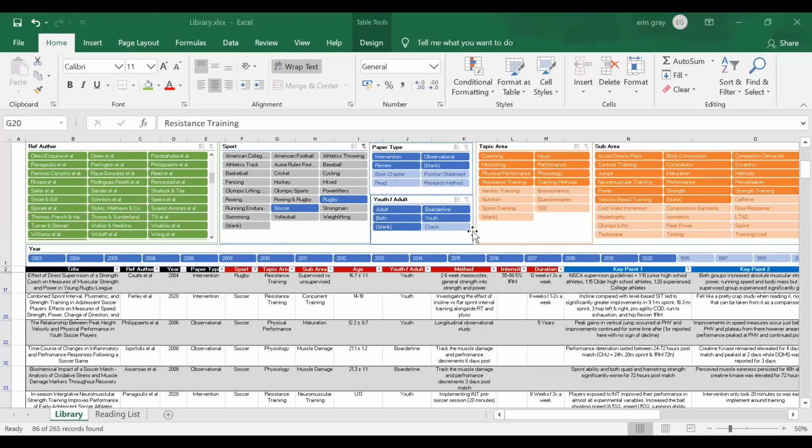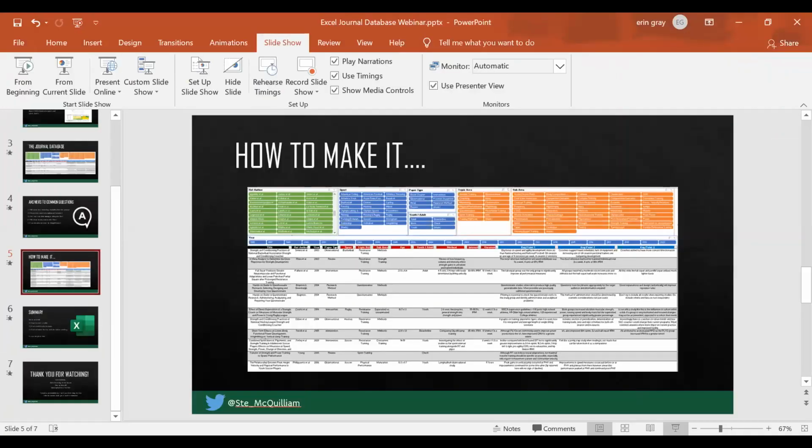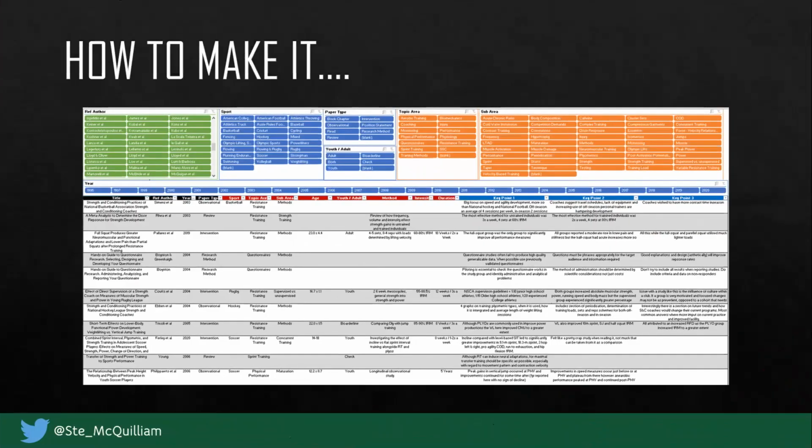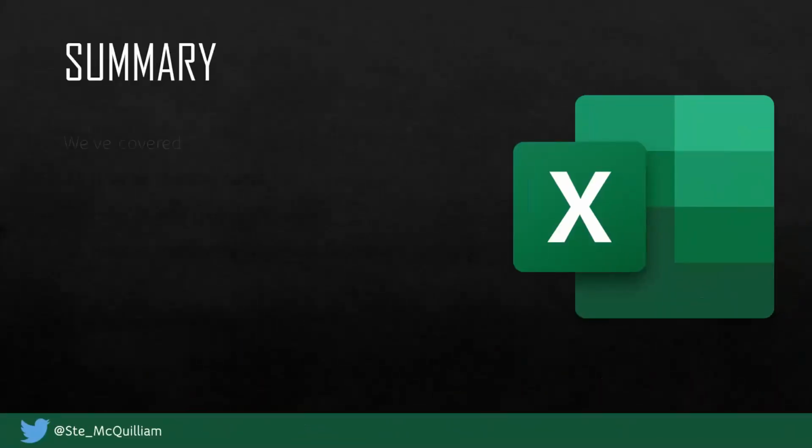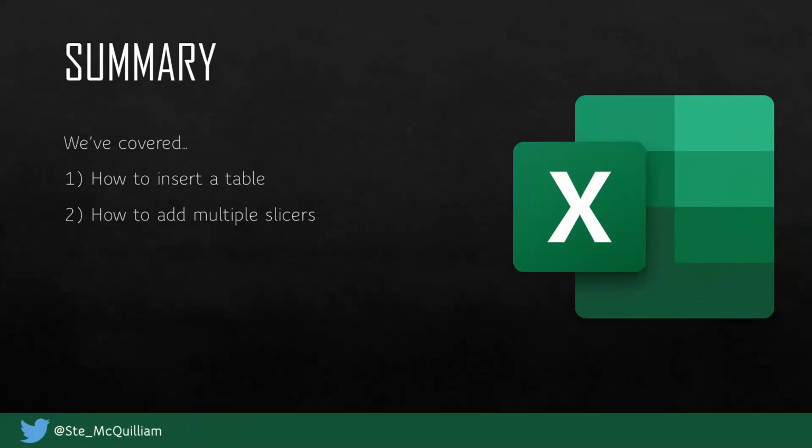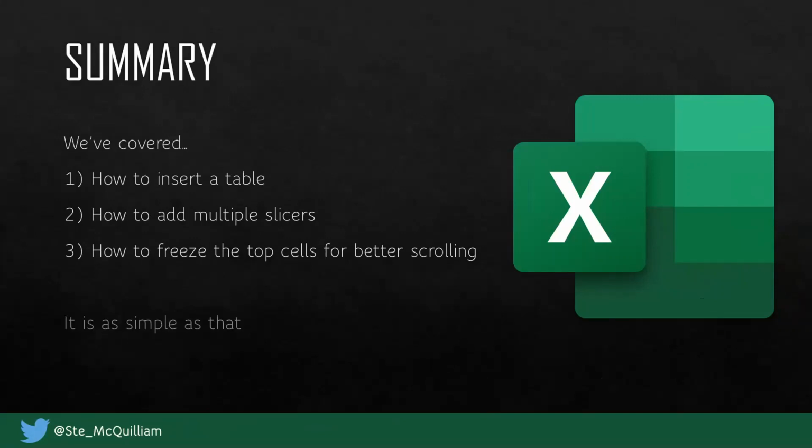And that's all that I've got here, guys. So if I just jump back to the presentation. There we go, so we've covered that. A quick summary: how to insert the table, how to add and now use multiple slicers, how to freeze across the top of the cells. And yeah, it's as simple as that. Oh, we've got more in the chat.